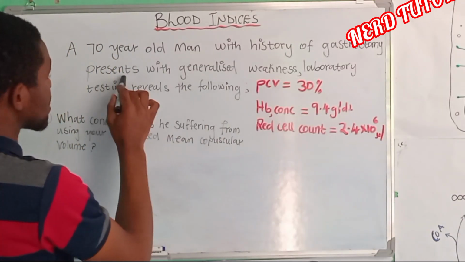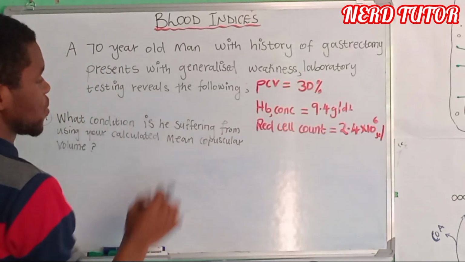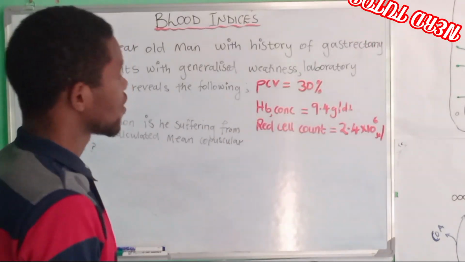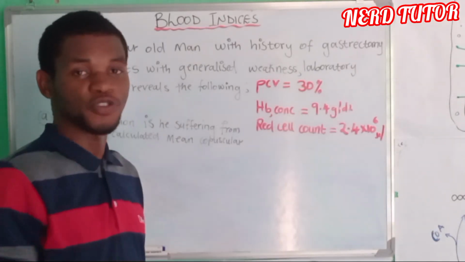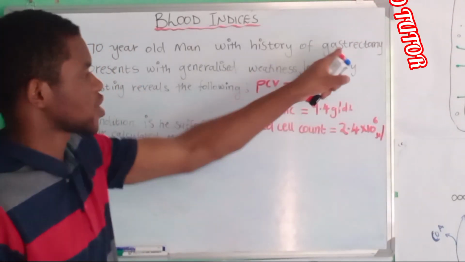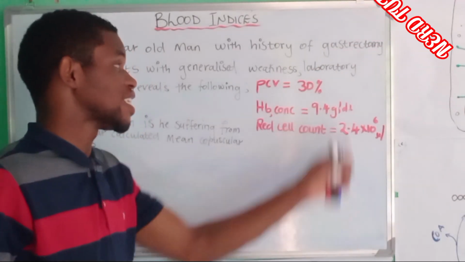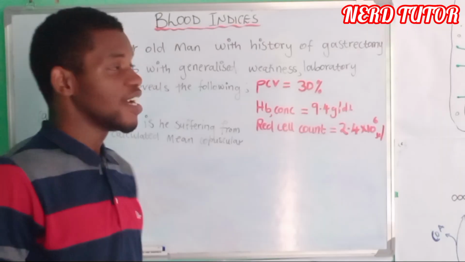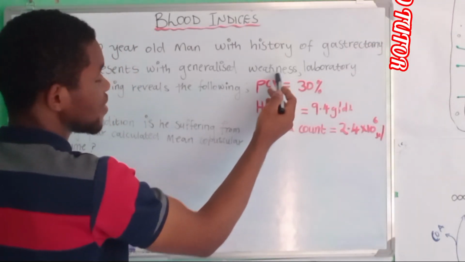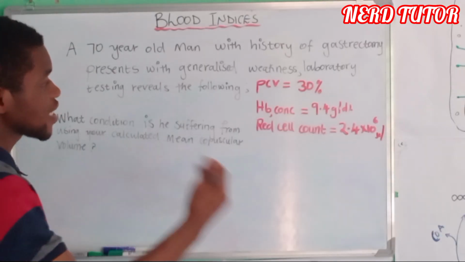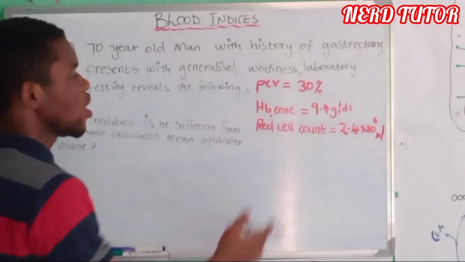Then this person presents with generalized weakness. Laboratory testing reveals the following. So this person went to the hospital. This is now the second time he is going, because it says history of gastrectomy, meaning at first he went to the hospital and underwent gastrectomy. Then he started feeling generalized weakness and decided to go back to the hospital. The second time, the doctor decided to do testing, and the results were as follows.